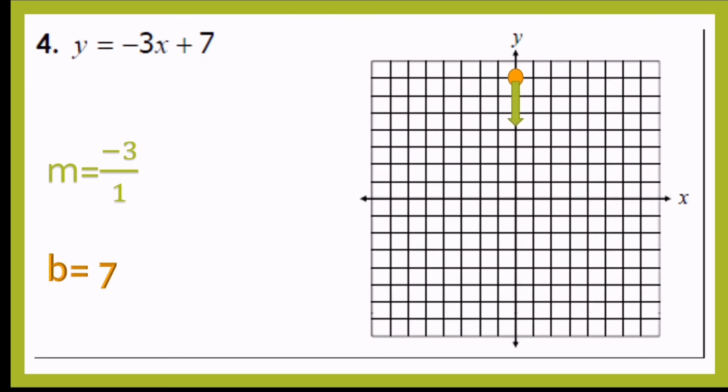So I'm going to go down 3 and right 1, and I'm going to place my point. I can go down 3 and right 1 again, and place another point. I've got 3 points. I can connect my straight line.